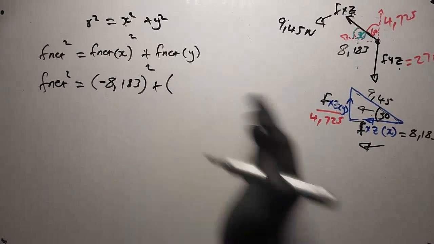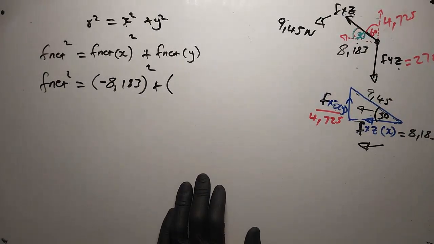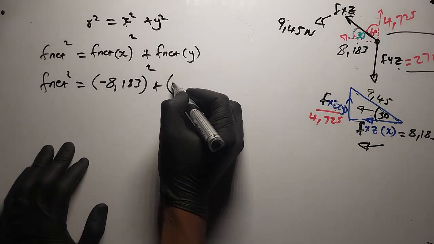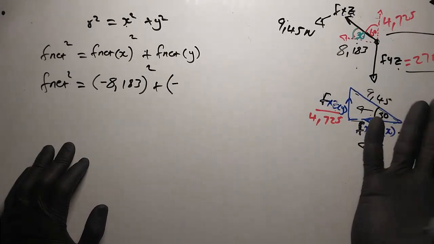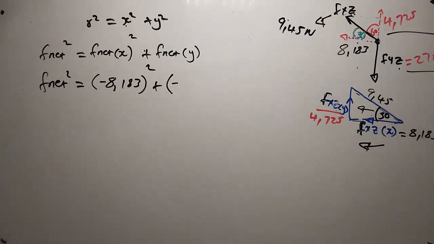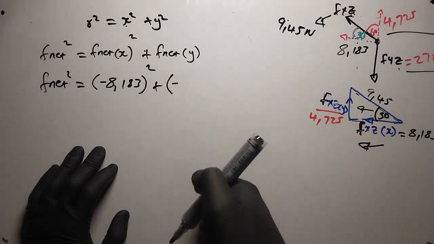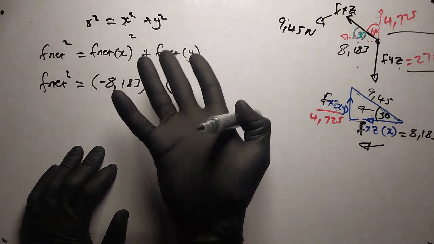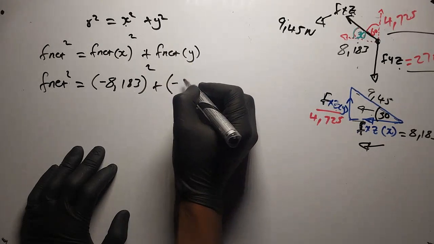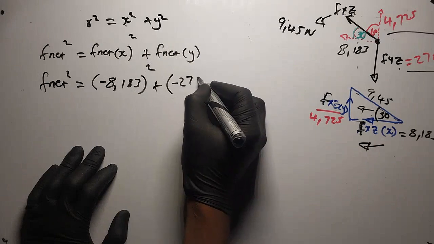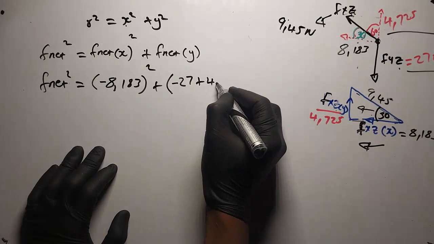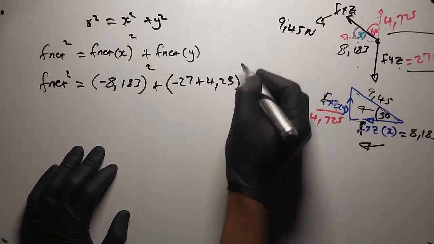Plus, for your vertical, when you check here, we have two. We have this one, 27, and then we also have that one, which is 4,725. It's going to be negative because downward is positive. It's up to you. If I choose downward is positive, you can also do that. It's up to you which direction you want to choose. If you want to choose downward as positive, you write 27 here as positive. So it's going to be 27 plus upward, which is 4,205, then put the square.